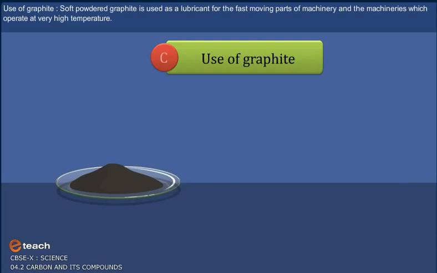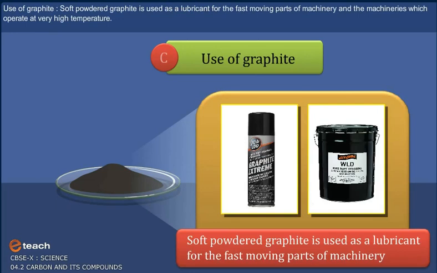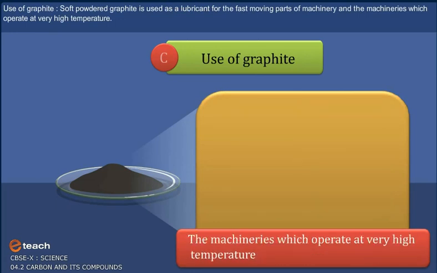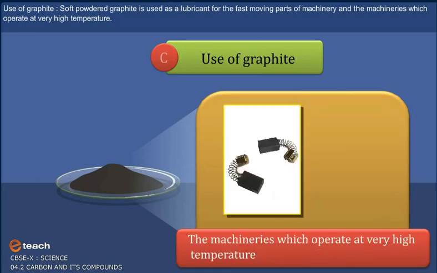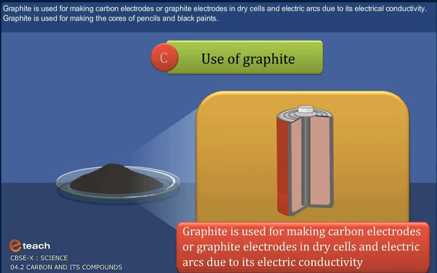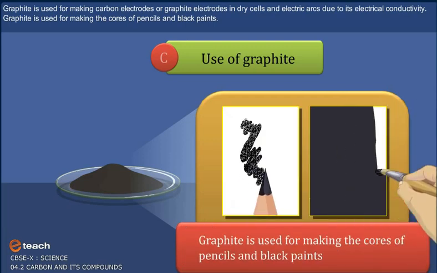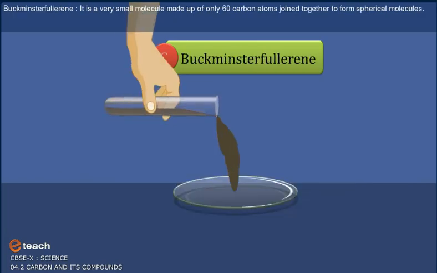Uses of graphite. Soft powdered graphite is used as a lubricant for the fast-moving parts of machinery and for machinery which operates at very high temperatures. Graphite is used for making carbon electrodes or graphite electrodes in dry cells and electric arcs due to its electrical conductivity. Graphite is used for making the cores of pencils and black paints.